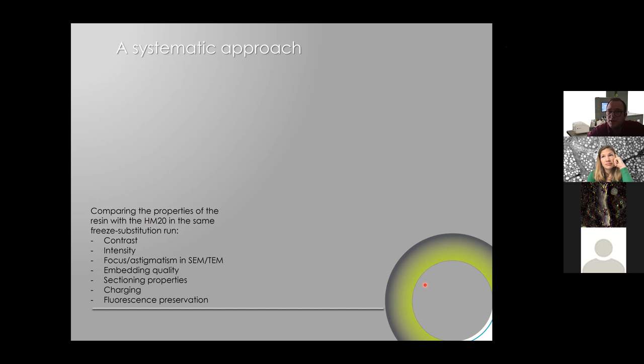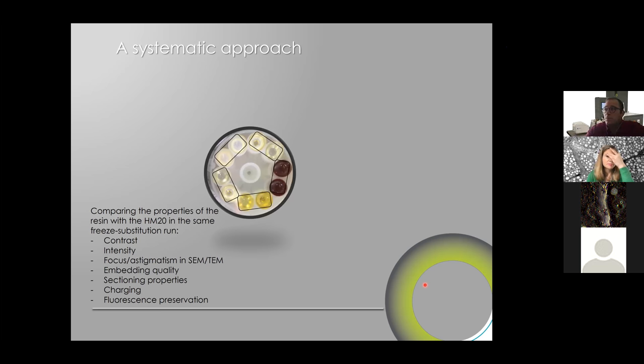And you will see that the sectioning is definitely not the best thing in this resin. And obviously then going to a volume SEM microscope and doing the charge analysis, and last but not least, the fluorescence preservation. So each time we had a new batch of resin, we've tried to test all of these parameters at once.